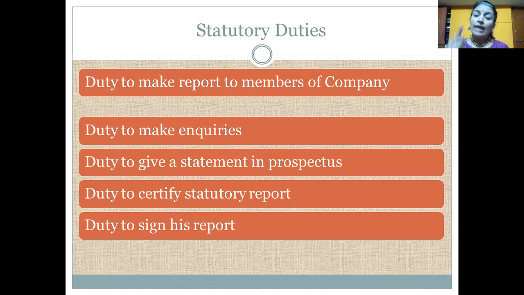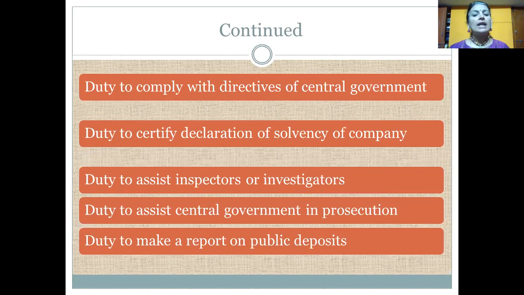In the same way, every year after completion of the auditing work, every auditor has to give the auditor's report. That will be read in the general meeting. In that report, everything should be true and fair. Therefore, he has to sign it to certify that it is correct and fair. And in the same way, duty to comply with directives of the central government. That means the central government gives directions in the form of directives, and he has to comply with them.